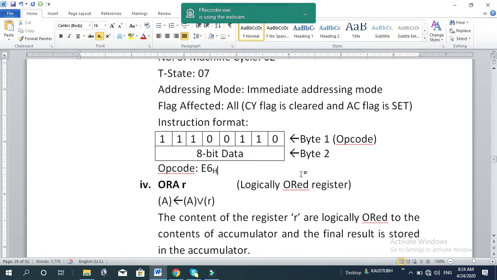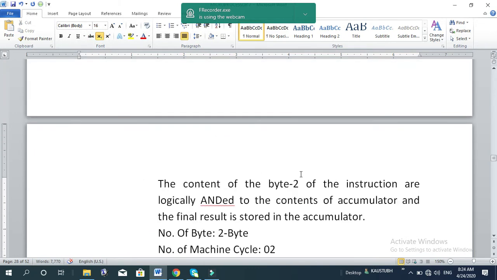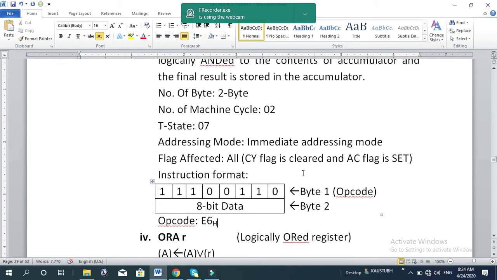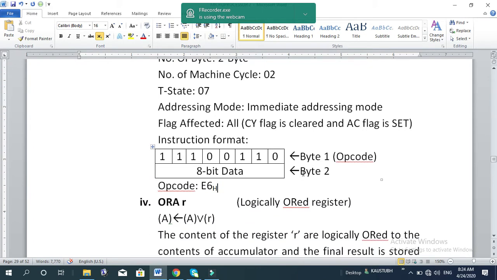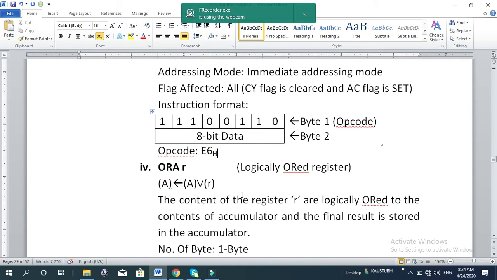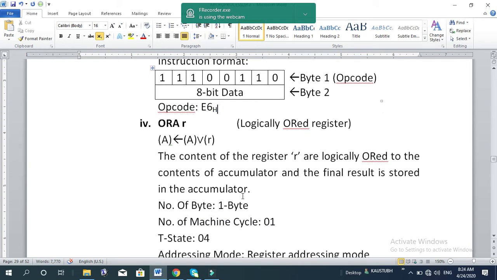Okay, so these are the 3 instructions: ANA R, ANA M, ANI data. These are the 3 instructions for logical ANDing. Similarly, there are 3 instructions for ORing: ORA R, ORA M, and ORI data.